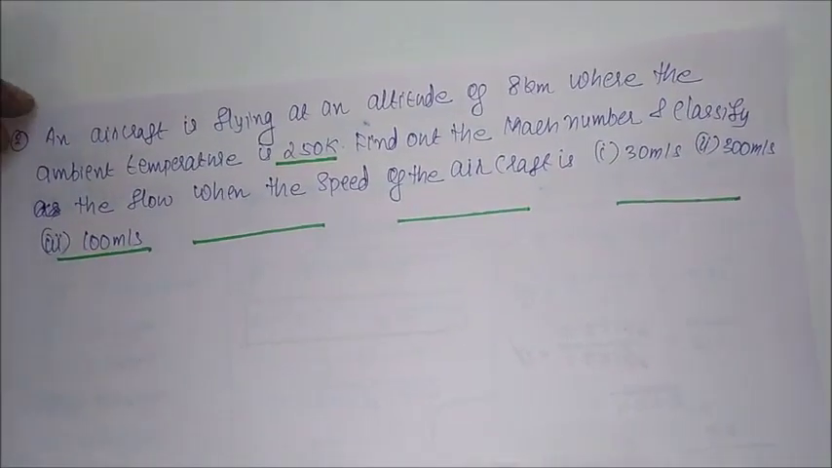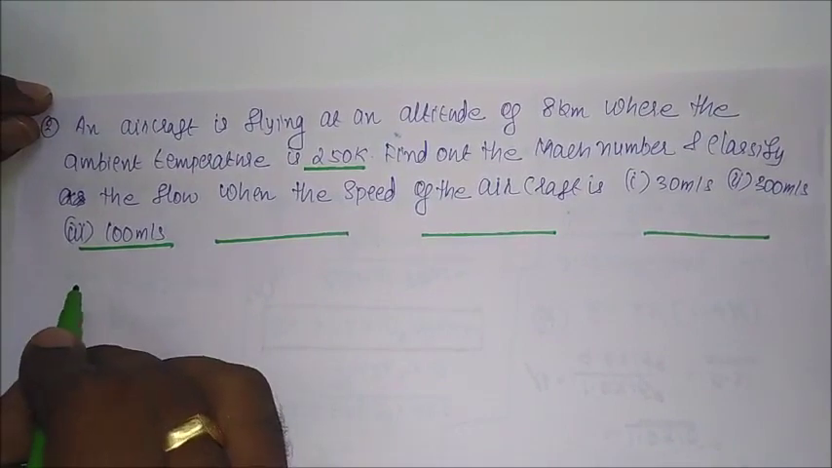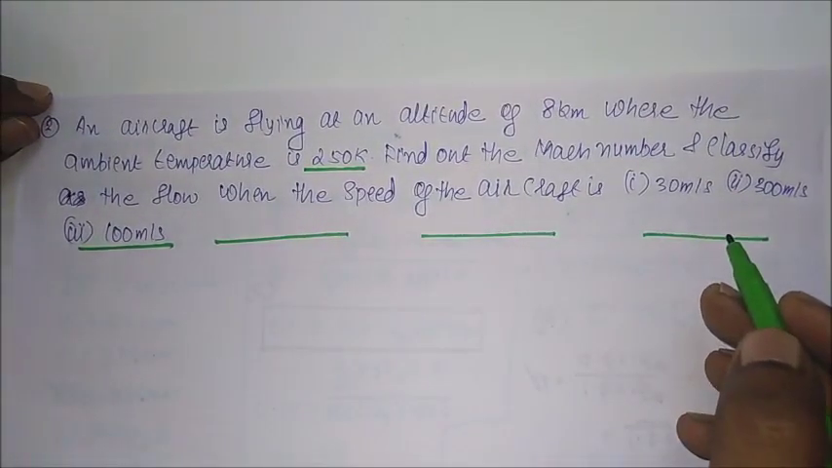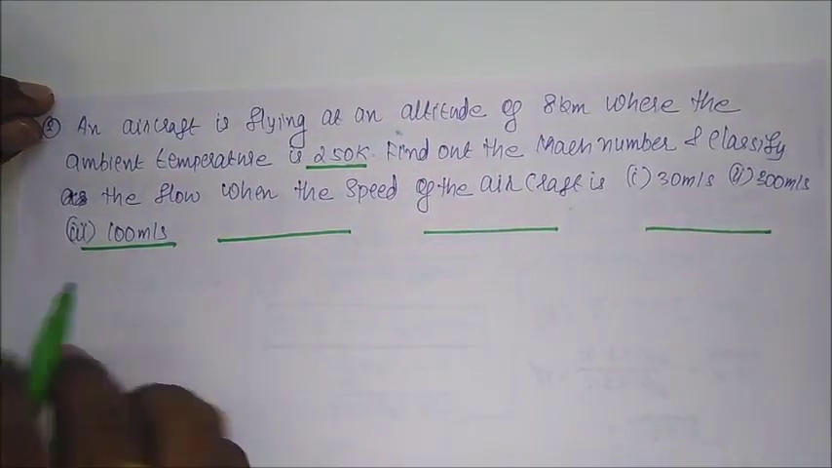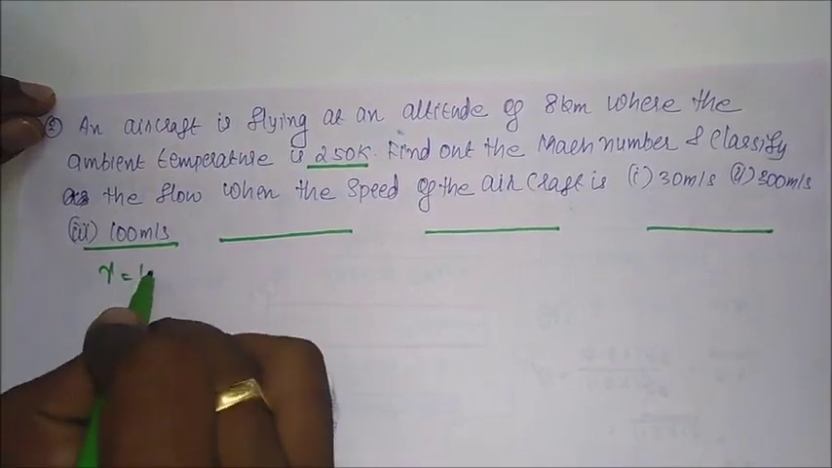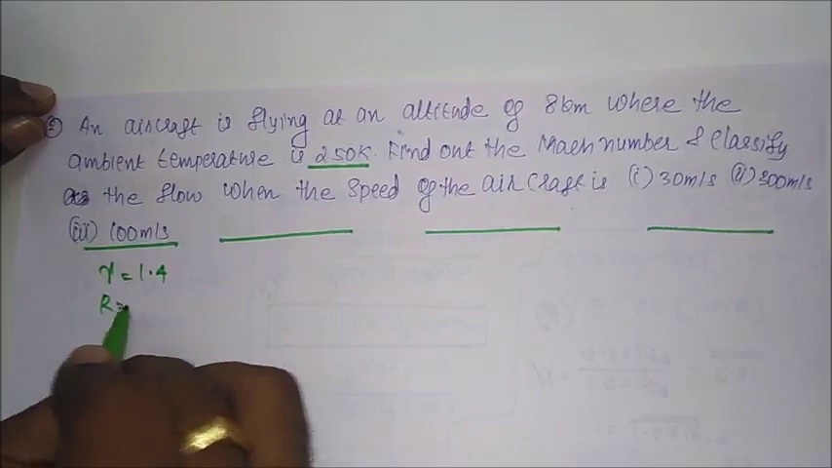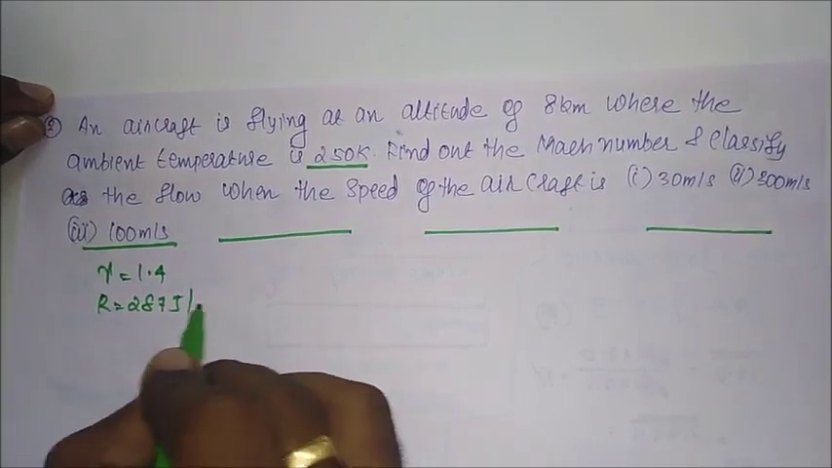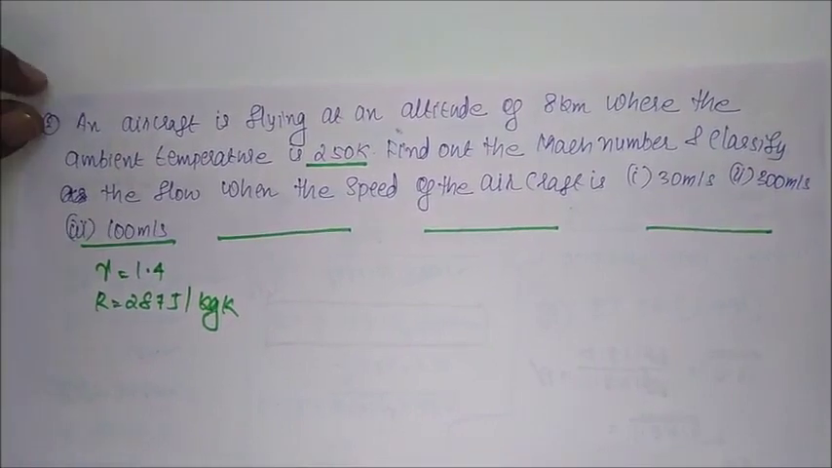Okay, first of all, we have to find out the value of the velocity of sound, A. In this question paper, it is not given what the medium is, but since an aircraft is flying, we are assuming air as the medium. Then gamma is equal to 1.4, and R is equal to 287 joule per kilogram Kelvin.